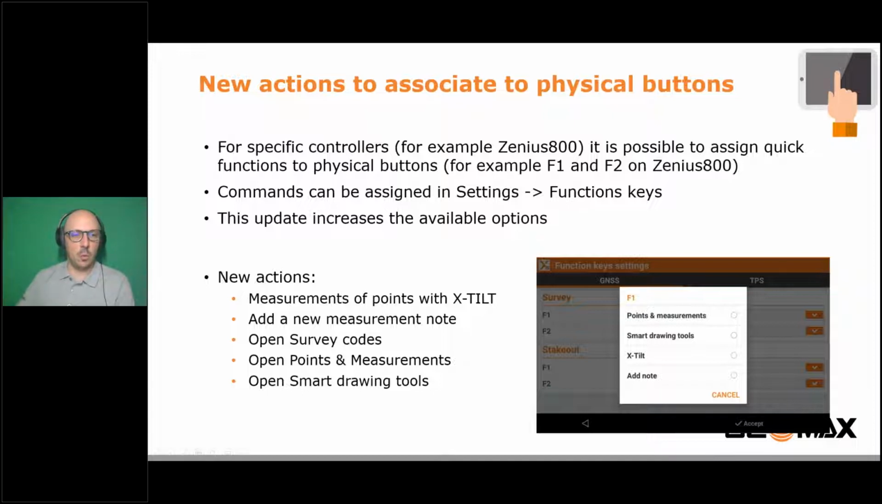In particular, you can open the settings and change the settings for the function keys. The new actions that we included are: measure a point with X-tilt, measure a node, open the codes, open the table with the measurements, or open the smart drawing tools. So you can customize these 2 buttons according to what you normally use, and then just by pressing F1 or F2, for example, you can add a measurement node, or open the drawing tools.